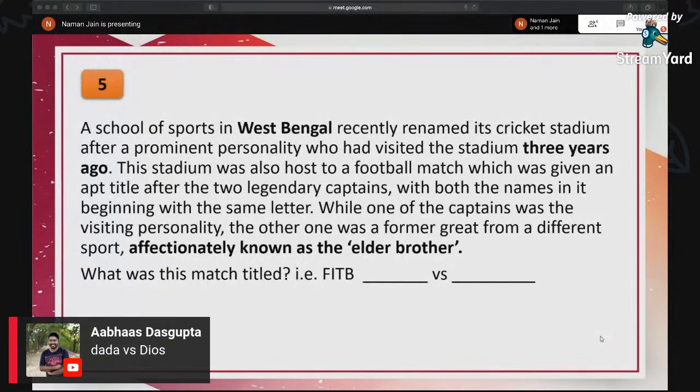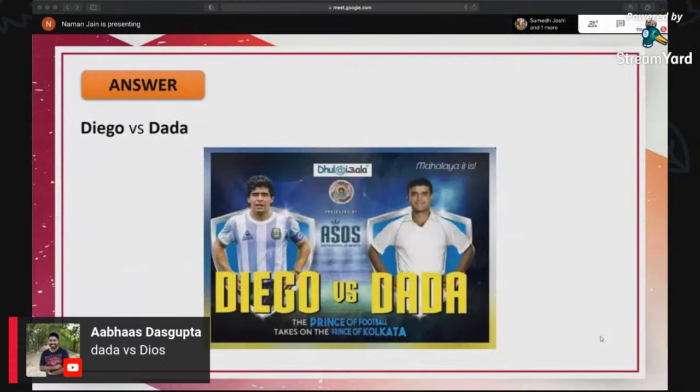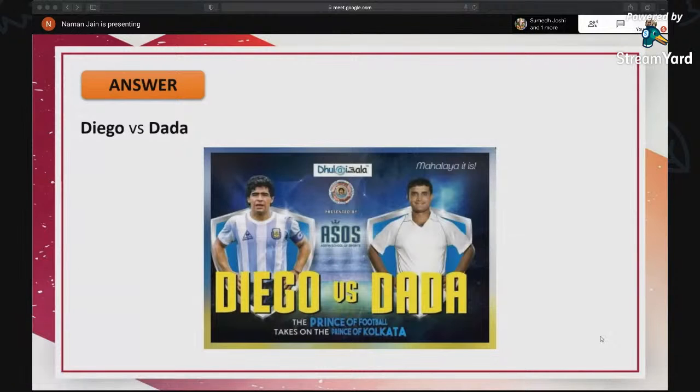So both of them were the captains, and the Prince of Football takes on the Prince of Calcutta. This was the poster which featured both these legends, and it also says Mahalaya it is. Unfortunately, the match didn't proceed as expected because Diego Maradona was tired and he just left after the ball was kicked. But nonetheless, the answer was Diego versus Dada.